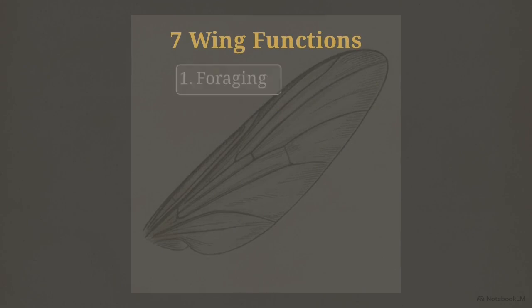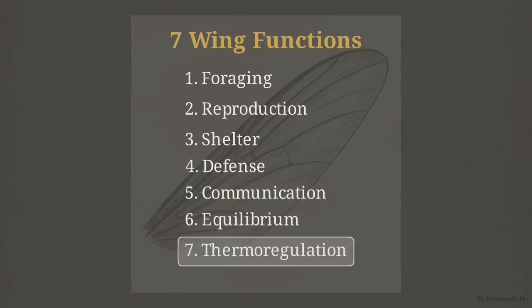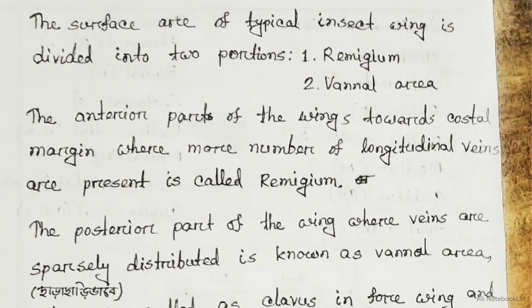They help insects search for food, find their mates, locate resting places, escape enemies, or produce sound, act as an organ of equilibrium, and fan beehives in the summer. To study how a wing operates mechanically, entomologists divide its surface into 2 main geographic regions, the remigium and the vanal area. The anterior portion is the remigium.